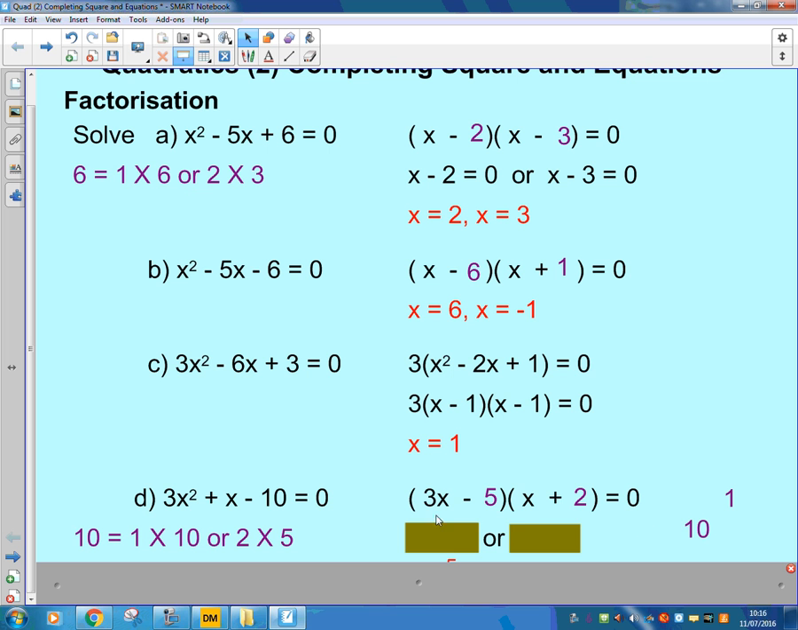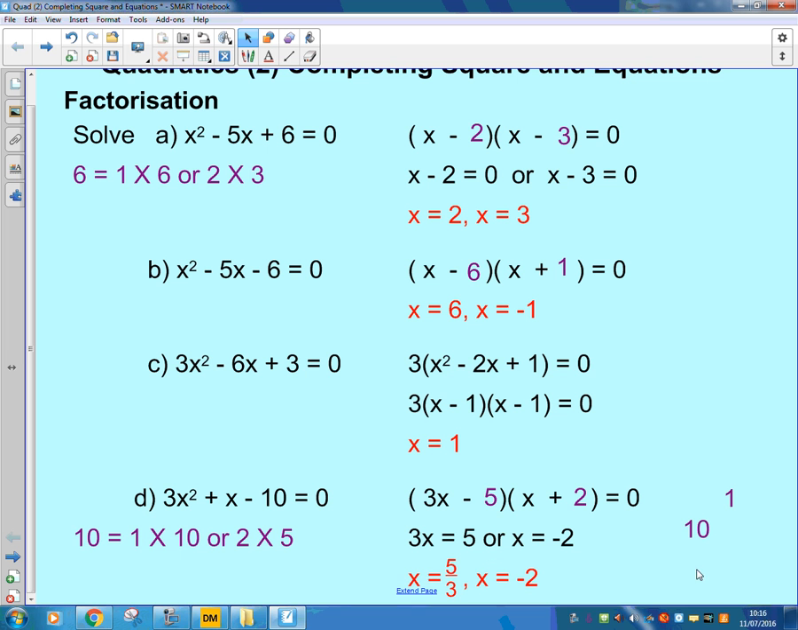Let's now try expanding it. 3x squared plus 6x minus 5x is plus an x, minus 5 times plus 2 is minus 10, which is 0. So we get two things that could be 0. Either 3x minus 5 is 0, which means 3x is 5, or x plus 2 is 0, which means x equals minus 2. Now, if 3x is 5, x is 5 divided by 3, and I'd leave it as a top-heavy fraction, 5 over 3, or x is minus 2.